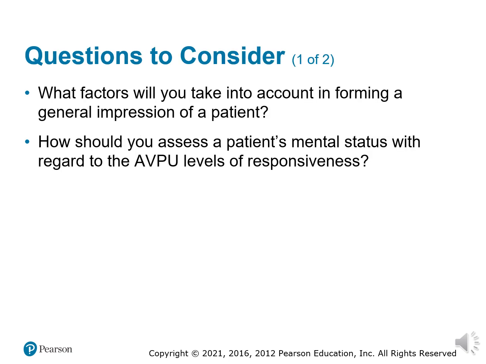Questions to consider. What factors will you take into account in forming a general impression of a patient? The general impression combines the environmental findings and initial patient findings, so it is important to include elements such as the chief complaint, the environmental clues such as the mechanism of injury, and the level of distress that the patient is having. And how should you assess a patient's mental status with regard to the AVPU levels of responsiveness? Remember, AVPU is alert, verbal, painful, or unresponsive.